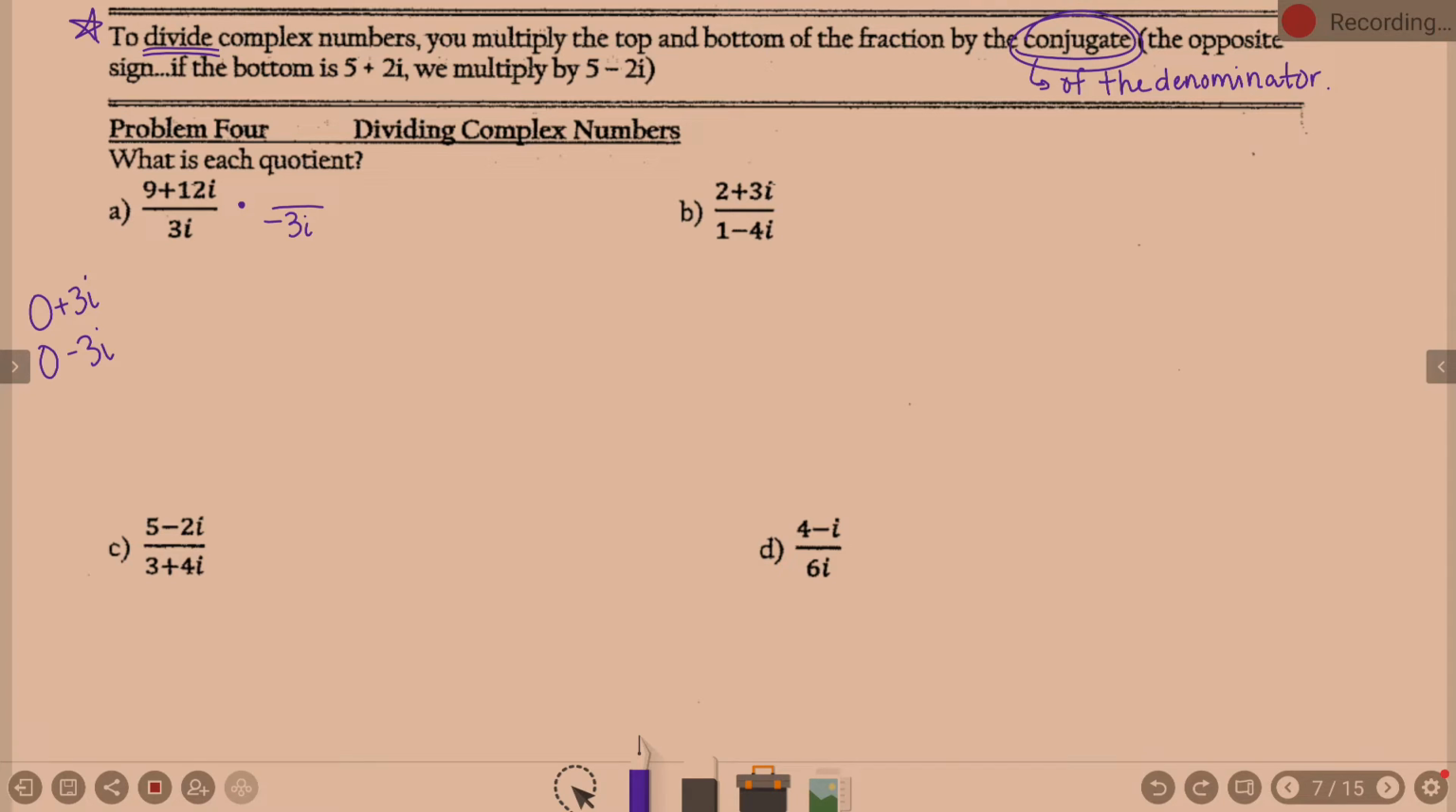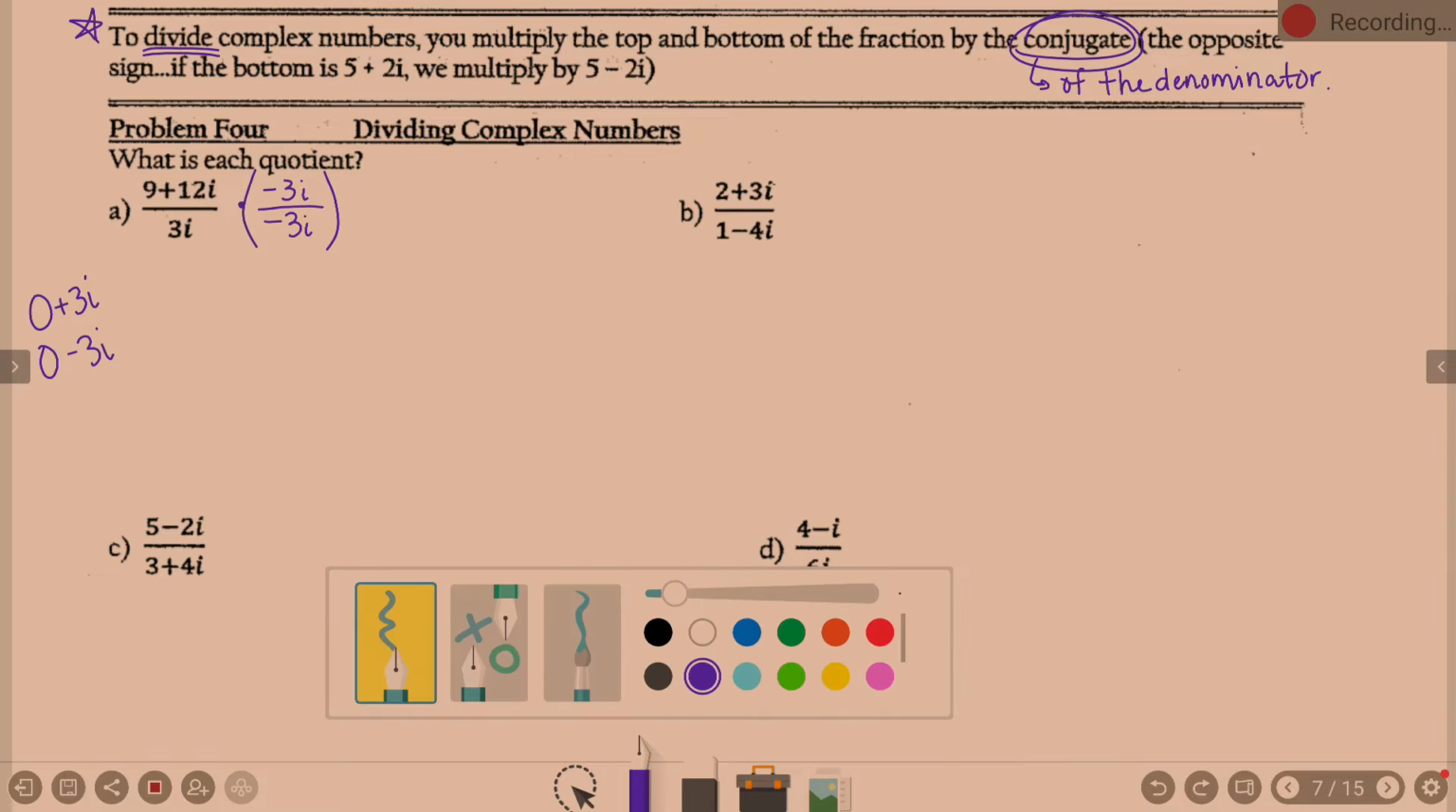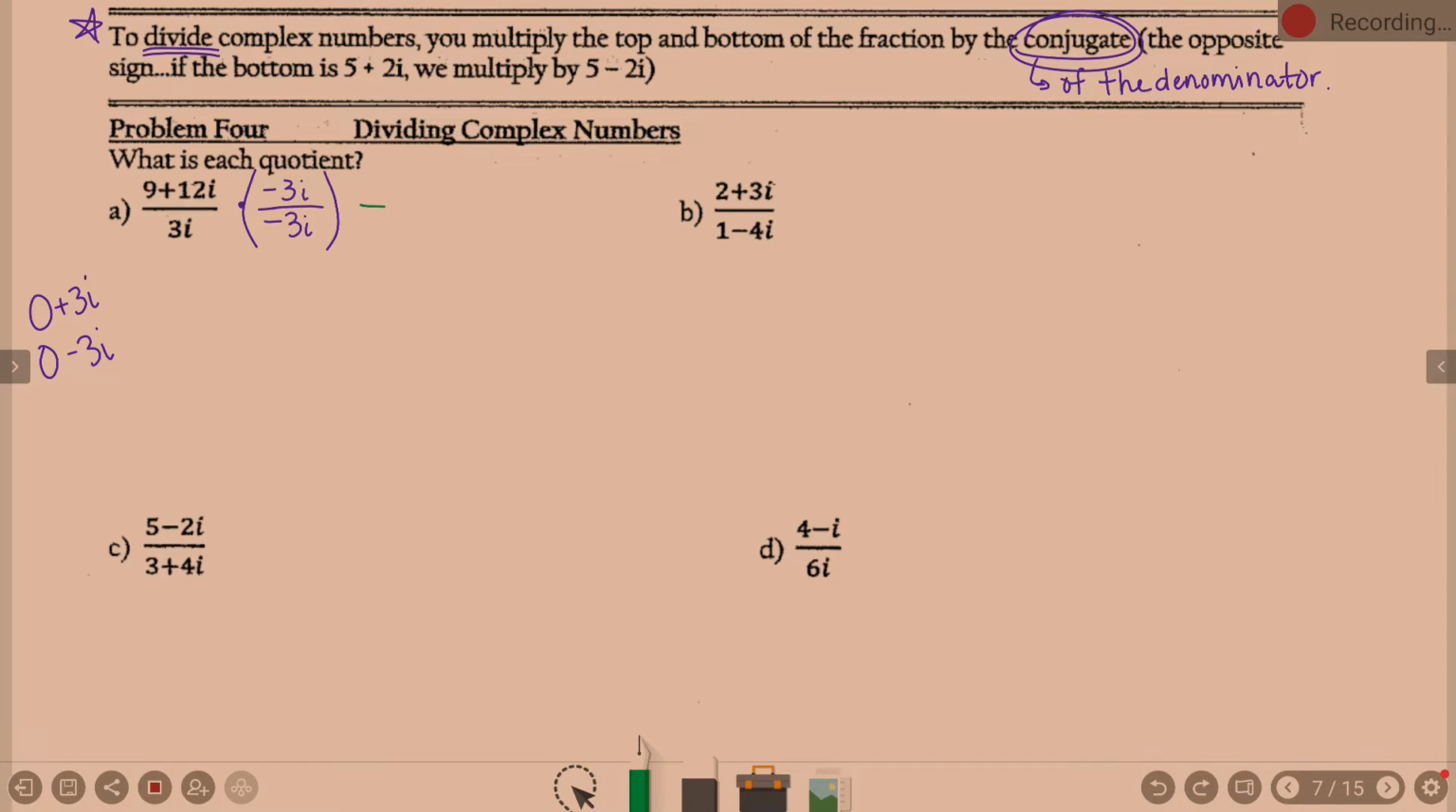Whatever I do to the denominator of a fraction, we do to the numerator. That's old news, right? So we're going to multiply the numerator and the denominator by this negative 3i. Okay. Thoughts on top. How do I multiply 9 plus 12i by negative 3i?